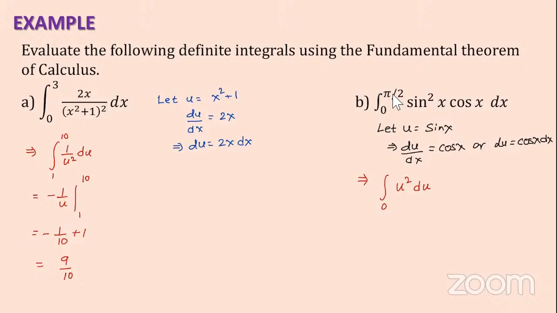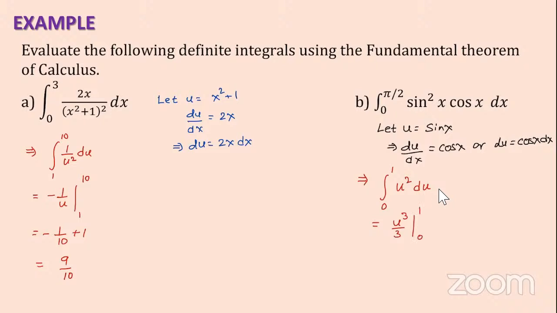And when I plug in pi over 2, u equals sine pi over 2, which is 1. So we change that integral to a simple integral, which is integration from 0 through 1 of u squared du. We can easily evaluate this integral. Integration of u squared is u cubed over 3, evaluated between 0 and 1.